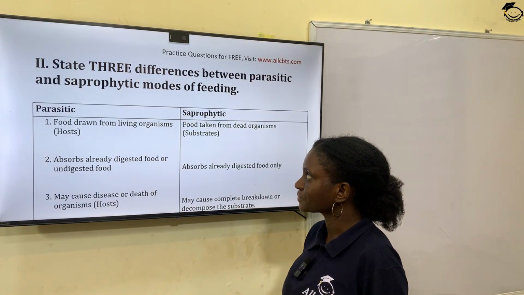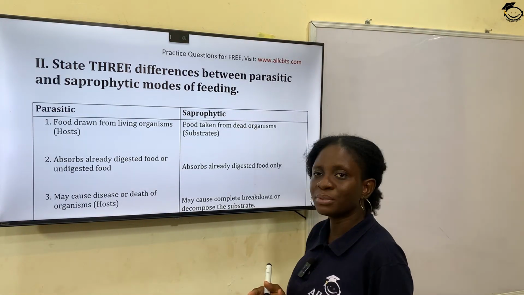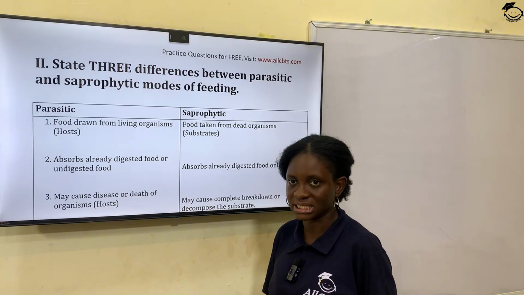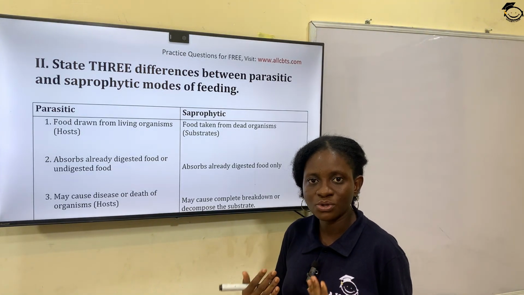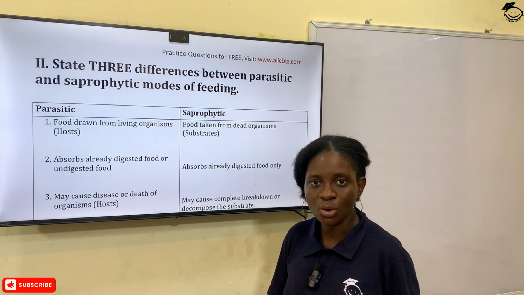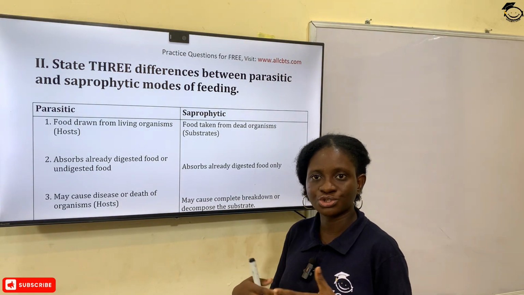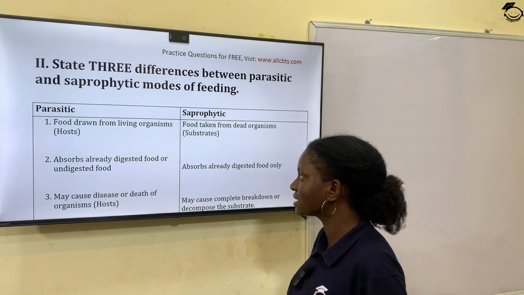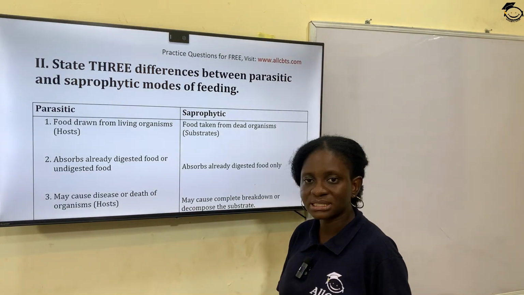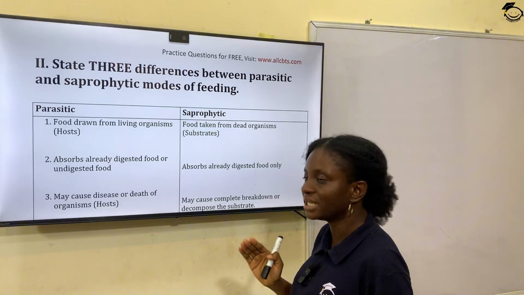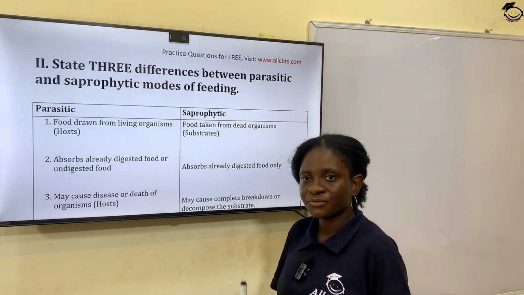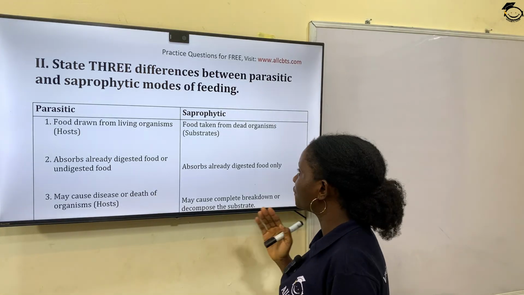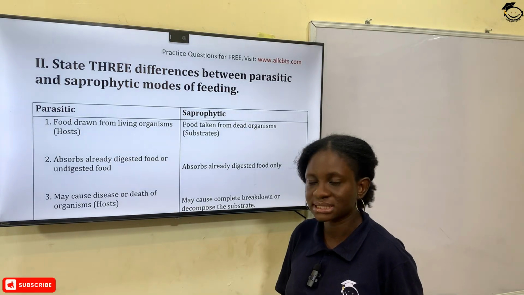The next question, state 3 differences between parasitic and saprophytic modes of feeding. Parasitic, what comes to your mind is parasite. That means they need a host to thrive. Then for saprophytic, they make their food from dead organisms. So the 3 differences, 1, food drawn from living organism, that's the host. But for saprophytic, food taken from dead organisms.